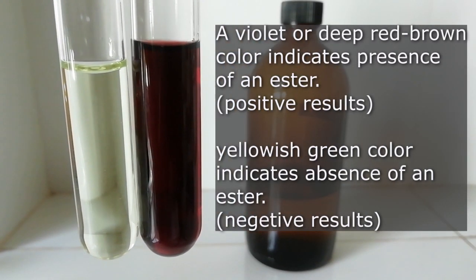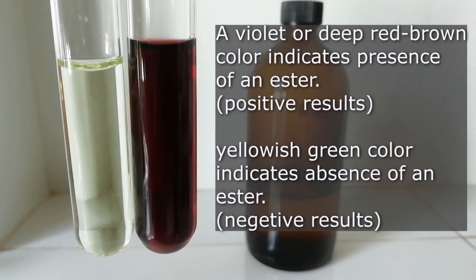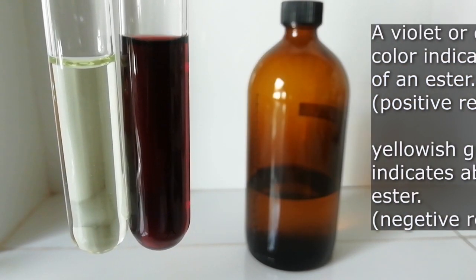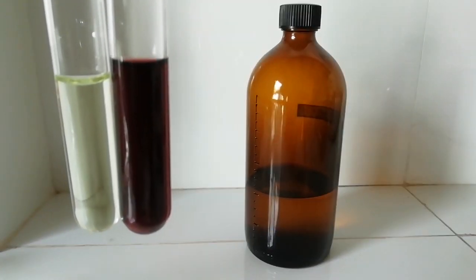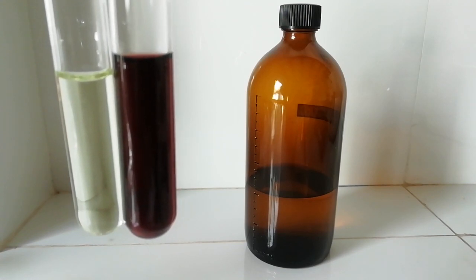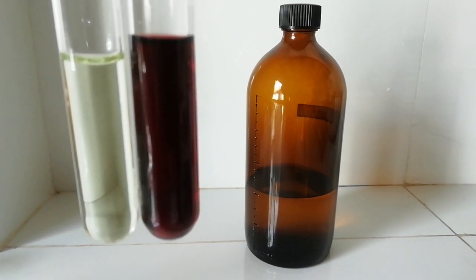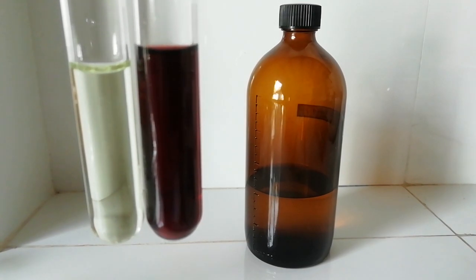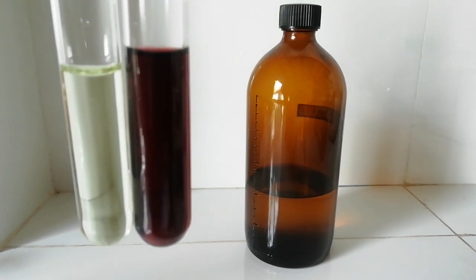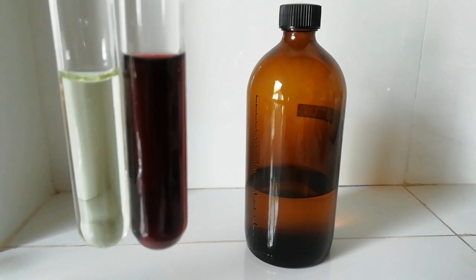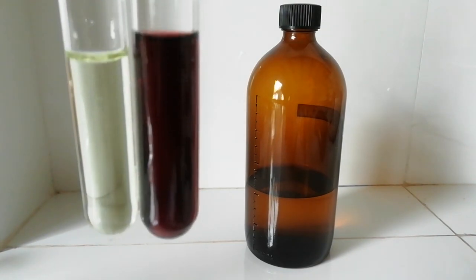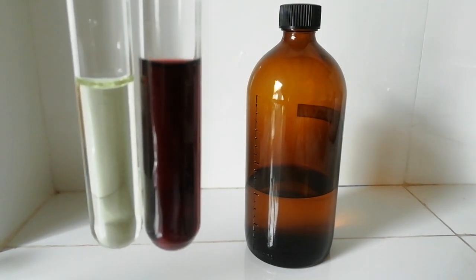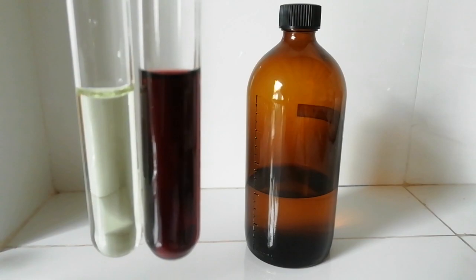In the left side test tube we have our product ethanol, and in the right side test tube we have pure ethyl acetate. You can see here this red purple color gives the positive result for the ester test, and this yellowish green color gives a negative test. So we can confirm that no ethyl acetate is present in our final product by using this confirmation test. Our product has no contamination with ethyl acetate.